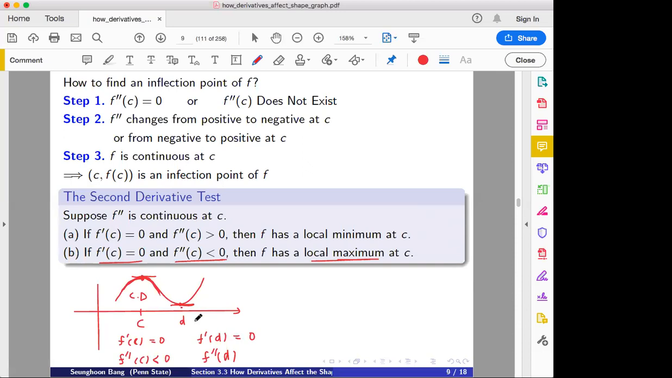A positive number, because this portion is concave up. So what is the second derivative of the concave up parts? This is positive. The first derivative is 0 and the second derivative is a positive number, so f has a local minimum at c. This is the whole idea.